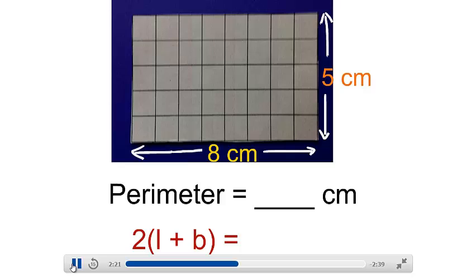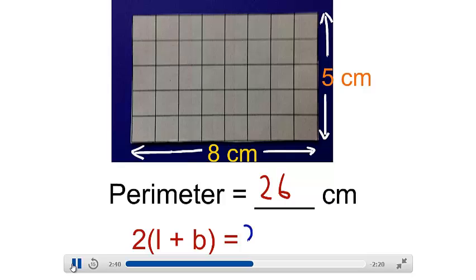Yes, indeed, the perimeter is 26 centimeters. That is 8 plus 5 plus 8 plus 5. I have added the two lengths and the two breadths. Can you find the value of 2 times (length plus breadth)?